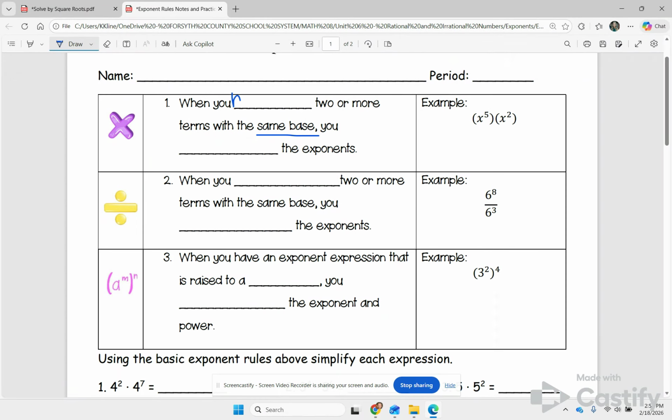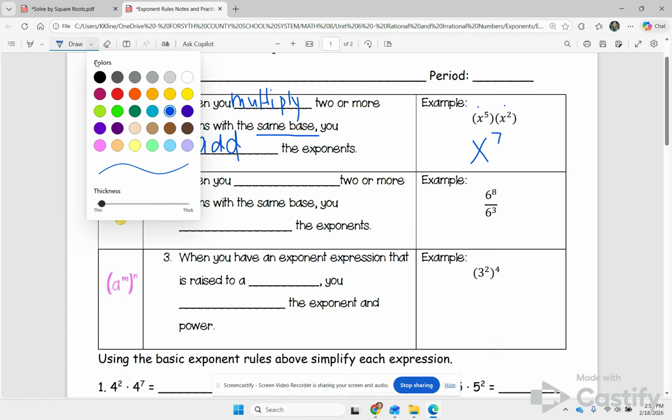So whenever you multiply, these are your notes from yesterday, two or more terms with the same base, you are always going to add your exponents. So we did this example yesterday, x to the 5th times x squared. We always keep our base of x, and then 5 plus 2 is going to be a 7. Okay, so you always keep your base of x, and you are going to add your exponents, okay?